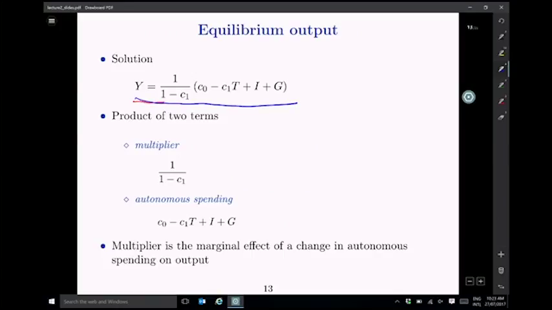We can solve for the aggregate output in equilibrium. This is the equilibrium output in the short run. Demand determines aggregate output, and it's a function of these parameters in the consumption function, C0 and C1, taxes, investment, and government spending.